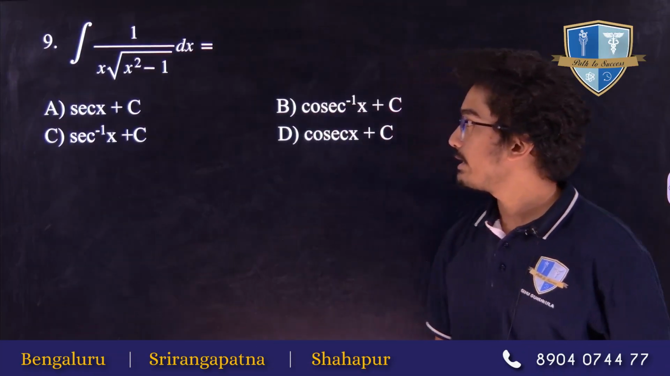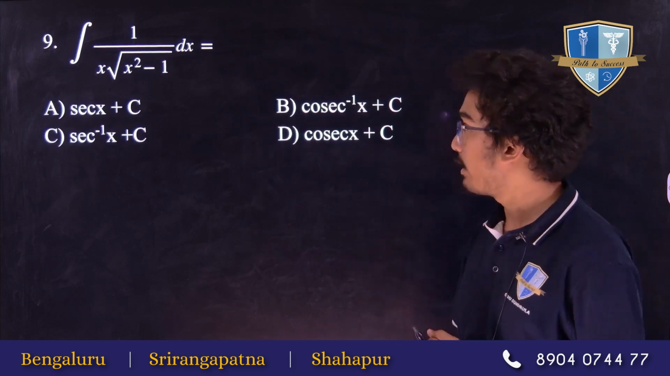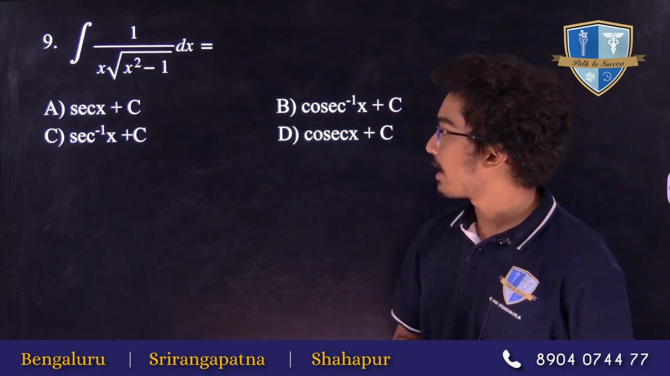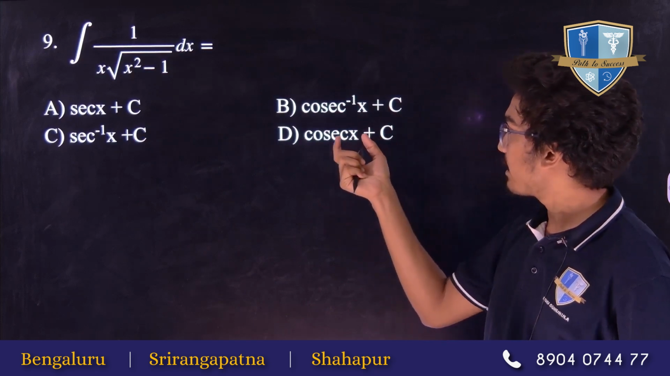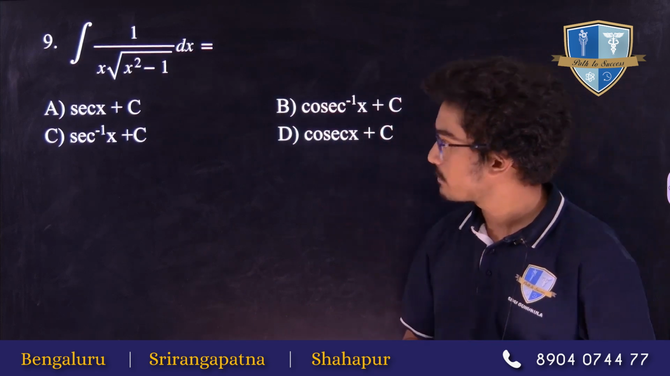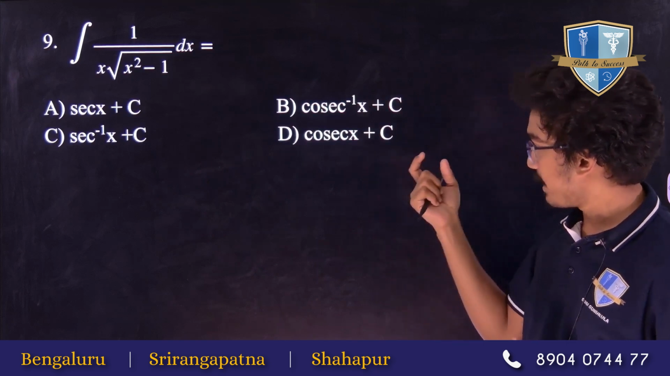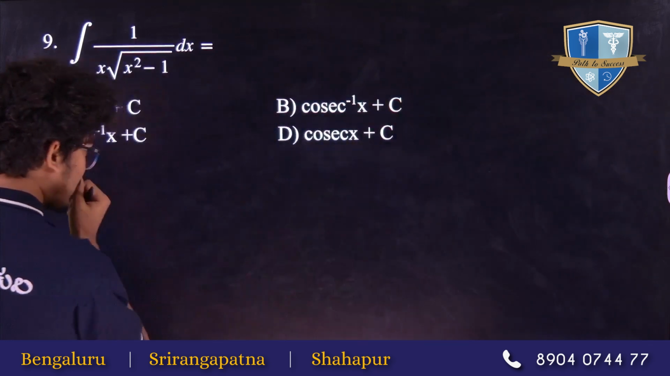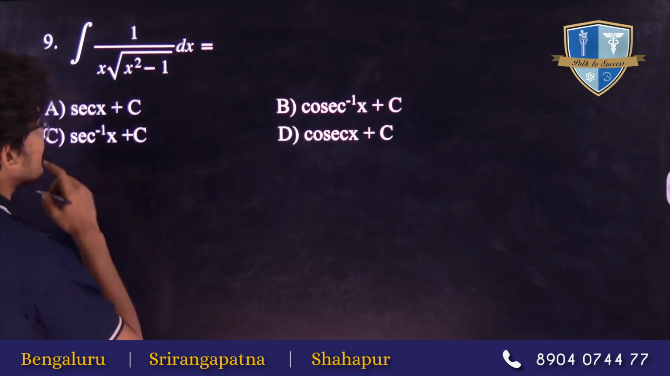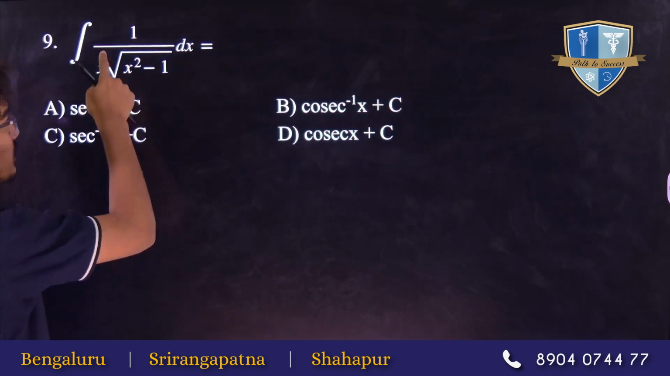So the next question is the integration of 1 over x root of x square minus 1 dx. Our options are A, sec x plus c; option B, cosec inverse x plus c; option C, sec inverse x plus c; or option D, cosec x plus c. To solve this, we'll use the substitution method. We will substitute x with something so that we can get rid of this root.